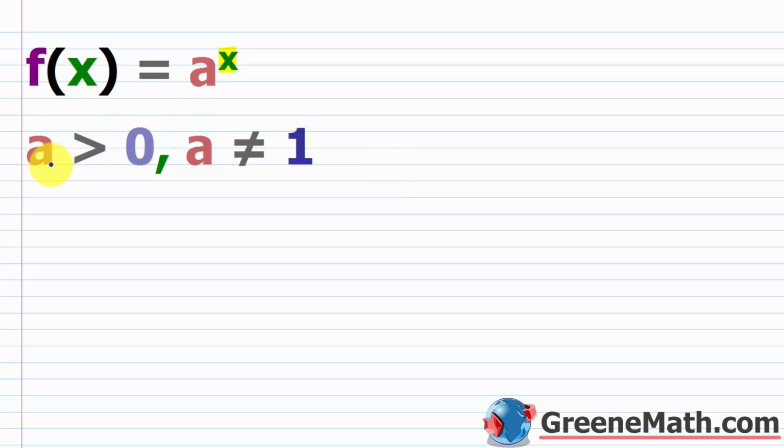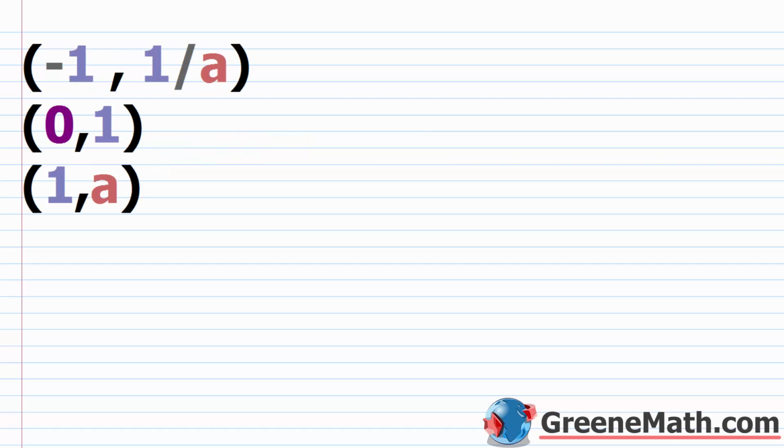Basically, you need to pay attention to these two restrictions on the base. We say here that a, again the base, is strictly greater than 0, and also a is not allowed to be equal to 1. I'll talk more about those restrictions in a moment. For right now, I want to talk about the general expectations of what you're going to see when you graph one of these.